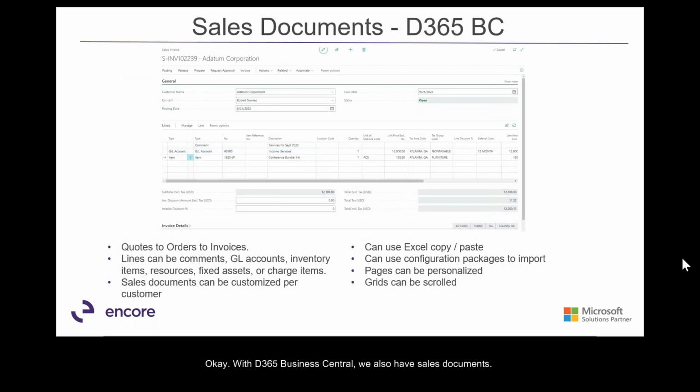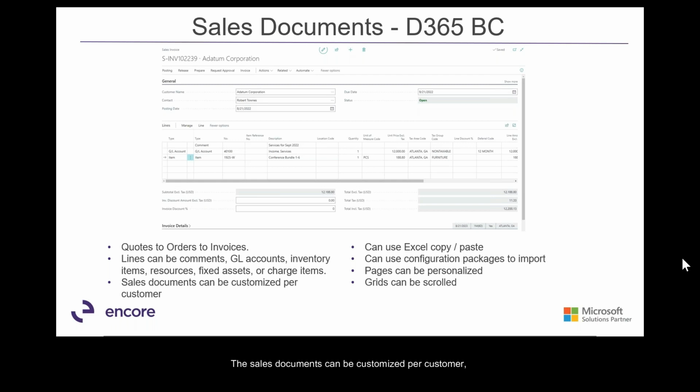Okay, with D365 Business Central, we also have sales documents. Similar to GP, we have quotes. You can move from a quote to an order, and then from an order to an invoice. You also have return and credit memo documents. We don't have the back order documents you have in GP. So your lines can either be a comment, it could be a GL account, an inventory item. You can use resources, fixed assets, or charge items as a line item.